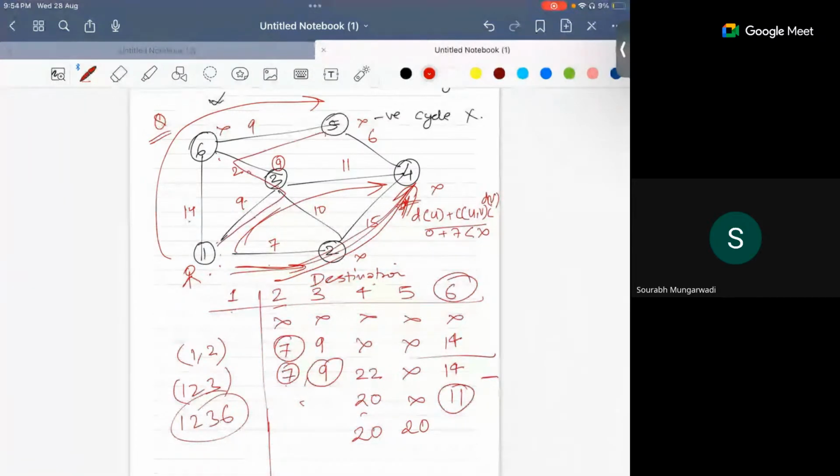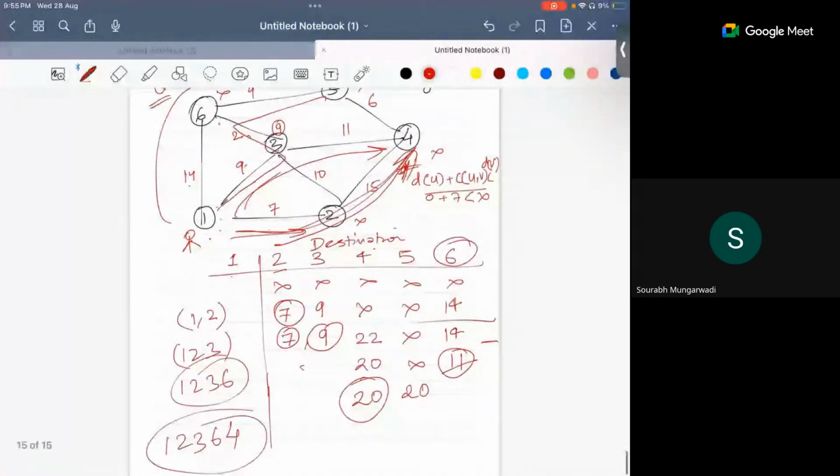Can I reach 6? 6 is already done. So out of this, I can take out 4 or 5, anything. So 1, 2, 3, 6, 4. Now, taking the help of all the others, can I go to 5? So I can go to 5, but that will cost me 20 itself. So now it's 5. So you got the idea, right?